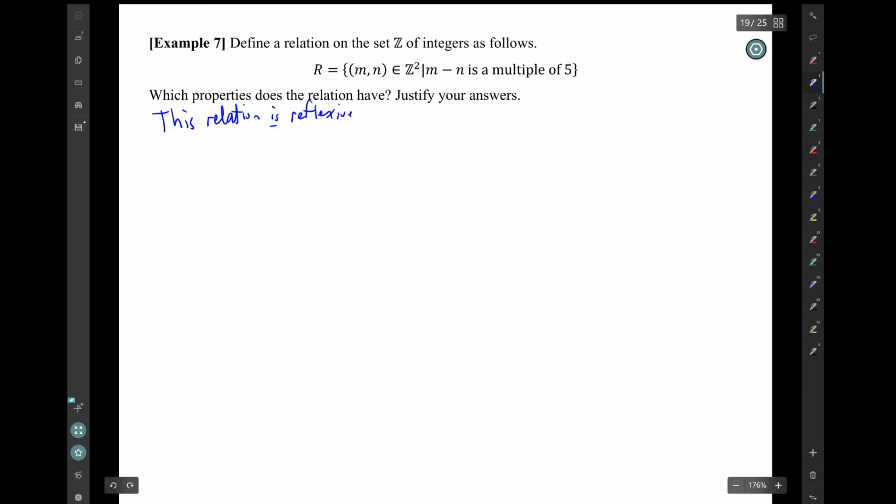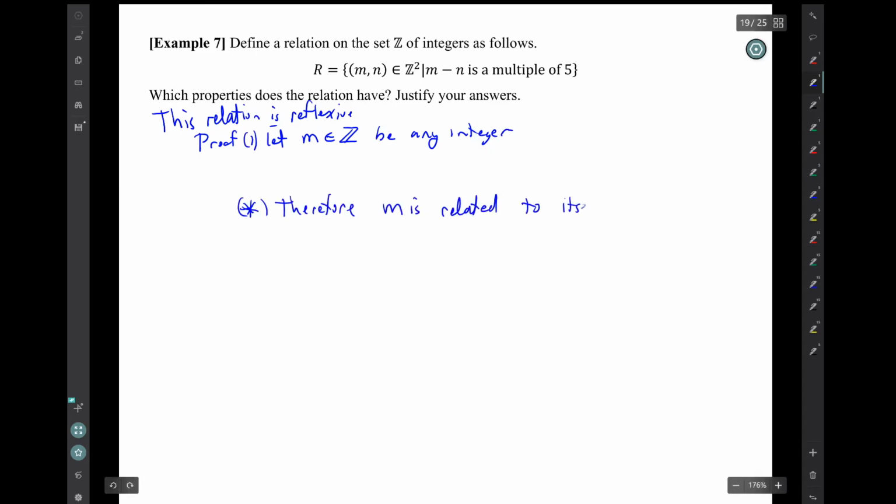Now, how do we prove that? Well, we have to prove this with a general proof. We have to introduce a generic element of this set of integers and show that it is related to itself. So we introduce an integer m. Now we have to somehow get to this, that is, m is related to itself. Now, look, that's a defined expression. To say that m is related to itself means, well, we have to precede this with this statement.